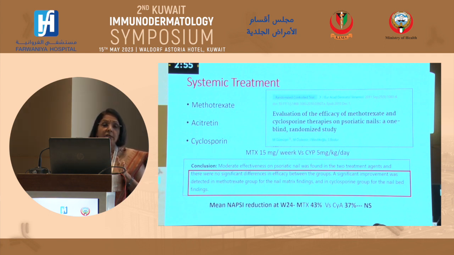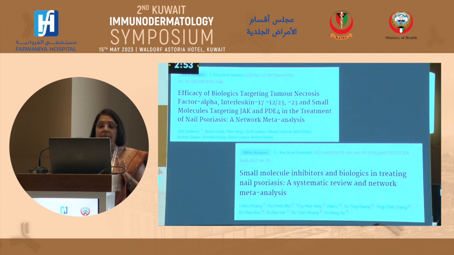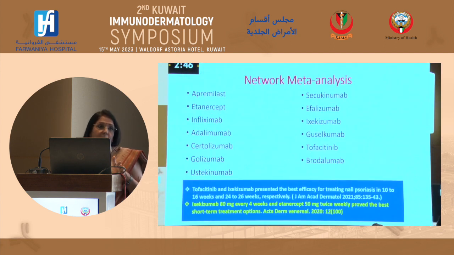Then there are different studies on biologics for nail psoriasis, and this is a network meta-analysis which says that out of all the biologics available, tofacitinib and ixekizumab presented the best efficacy for the treatment of nail psoriasis in 10 to 16 weeks and 24 to 36 weeks respectively. Ixekizumab 80 milligram every 4 weeks and etanercept 50 milligram twice weekly also proved to be the best short-term treatment options.